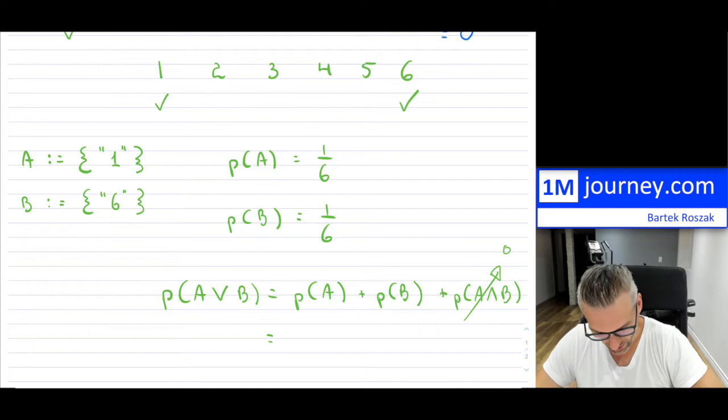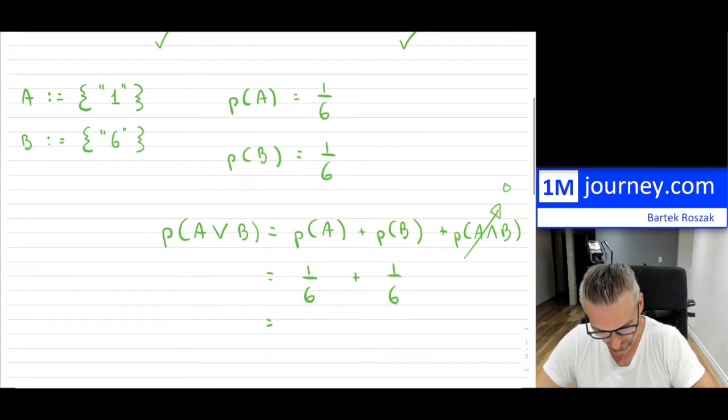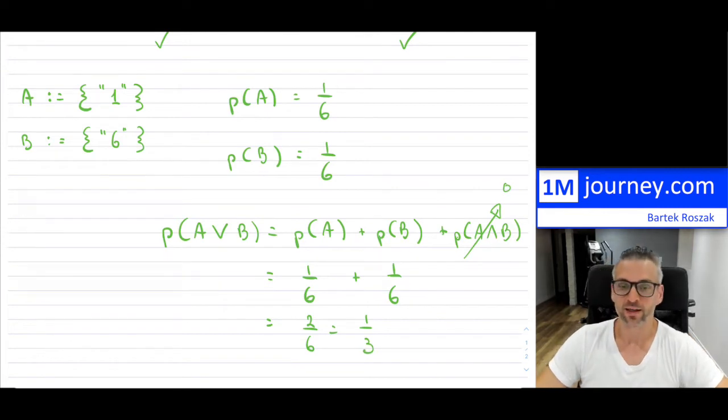So within here, the probability we can simply say is going to be 1 over 6 plus 1 over 6, which is 2 over 6, or simply 1 over 3, in terms of seeing a 1 or a 6 when we roll the die one time. So that would be mutually exclusive. Now, where else does mutually exclusive come about?